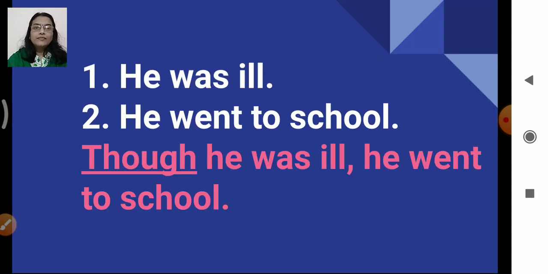Followed? Then, he was ill. He went to school. So how is it joined? Though he was ill, he went to school. Right? It is joined with the help of the conjunction called though. In the beginning only we have used this conjunction. Though he was ill, he went to school. Now what is done here? What can you see? There is contrast, right? Opposite action is there. He was not feeling well, still he went to school. So, though he was ill, he went to school.